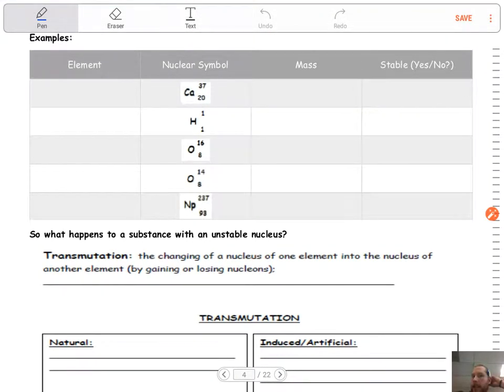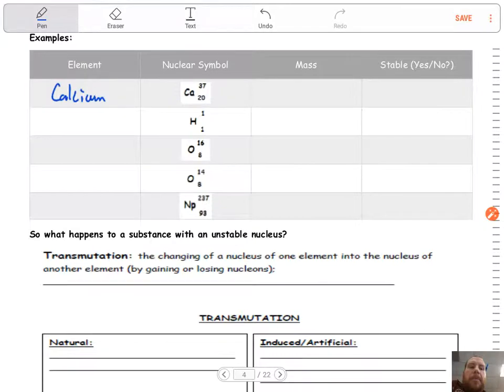Within this, let's look at an example. How do we identify? One type of question you could be asked, is this a stable element or not? So nuclear symbols given to us. It should be easy for us to identify the element. Ca, right, is calcium. Its mass. Ooh, this is a good review.